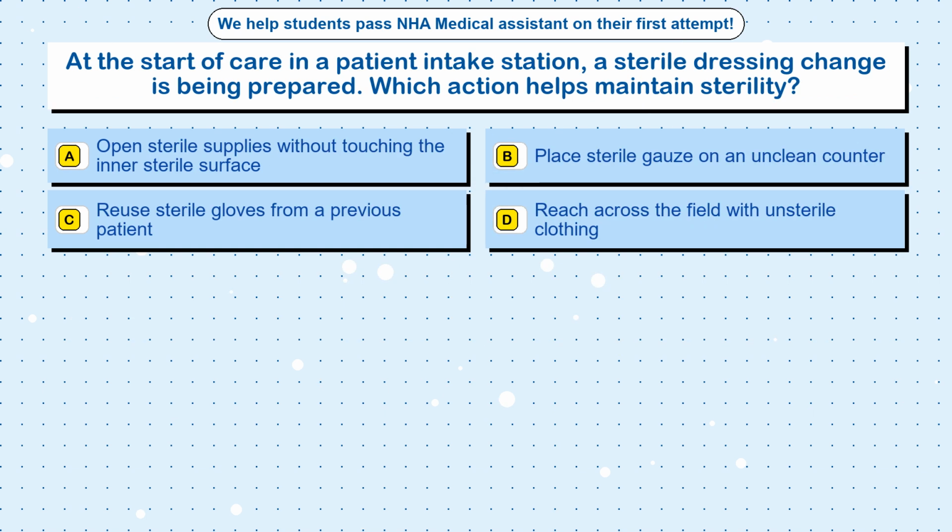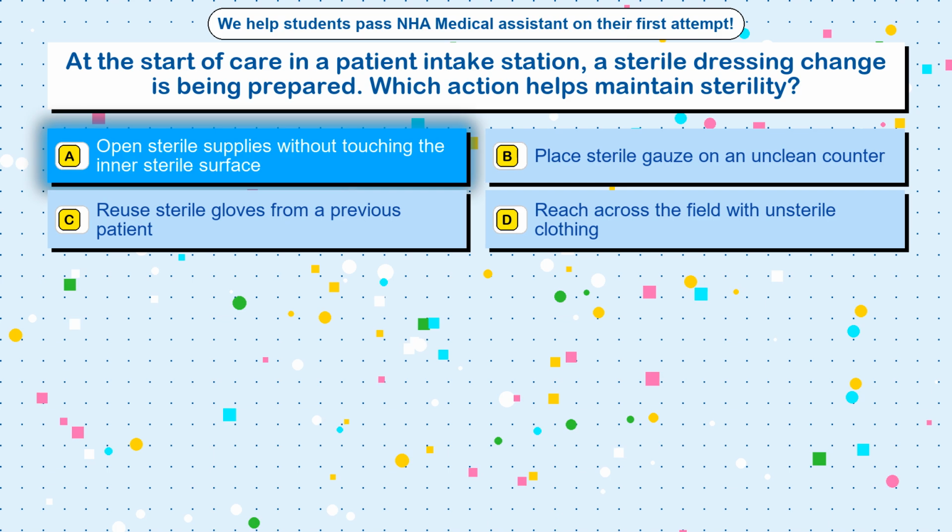Question 92. At the start of care in a patient intake station, a sterile dressing change is being prepared. Which action helps maintain sterility? Option A, open sterile supplies without touching the inner sterile surface. Option B, place sterile gauze on an unclean counter. Option C, reuse sterile gloves from a previous patient. Option D, reach across the field with unsterile clothing. The correct answer is option A, open sterile supplies without touching the inner sterile surface.